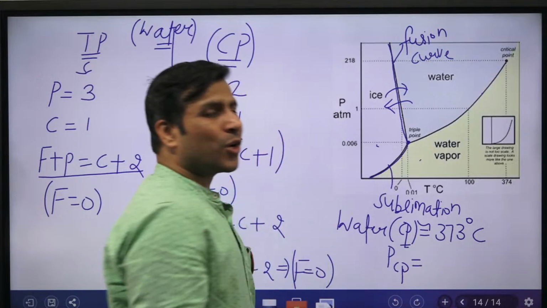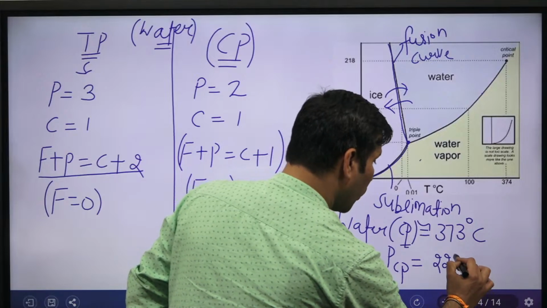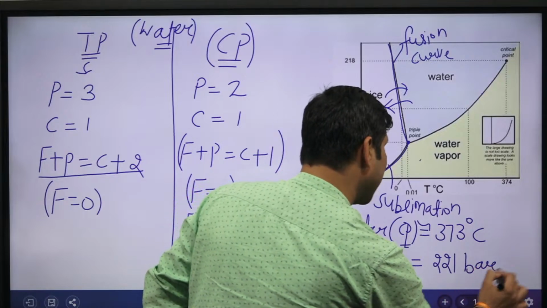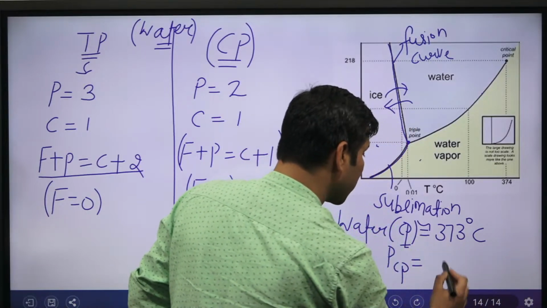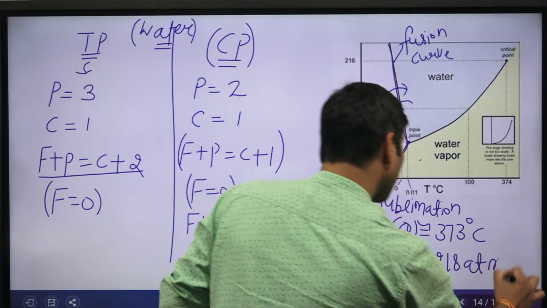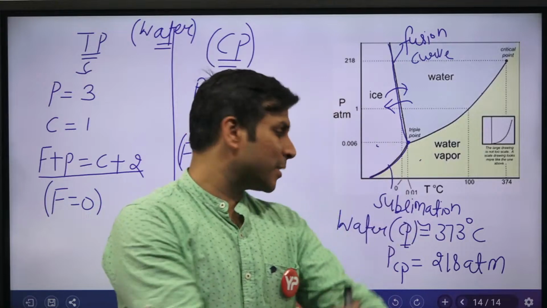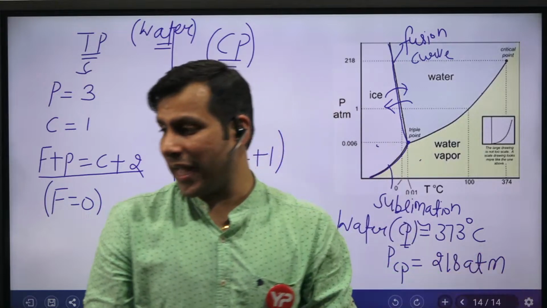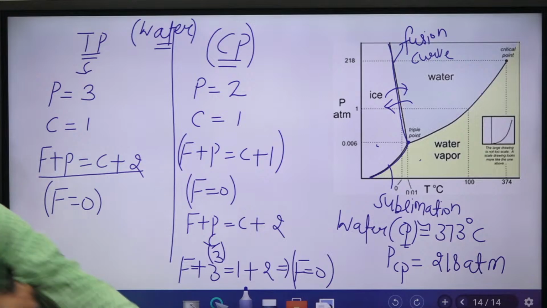That is close to 221 bar. Or you can also write it as close to 218 atmospheric. You can write 220 bar, 221 bar, and 218 atmospheric. If you want the exact value, let me check if I have it. Okay, no, I'm not having it. Okay, so yes, 22.06 megapascal. This also you can remember.